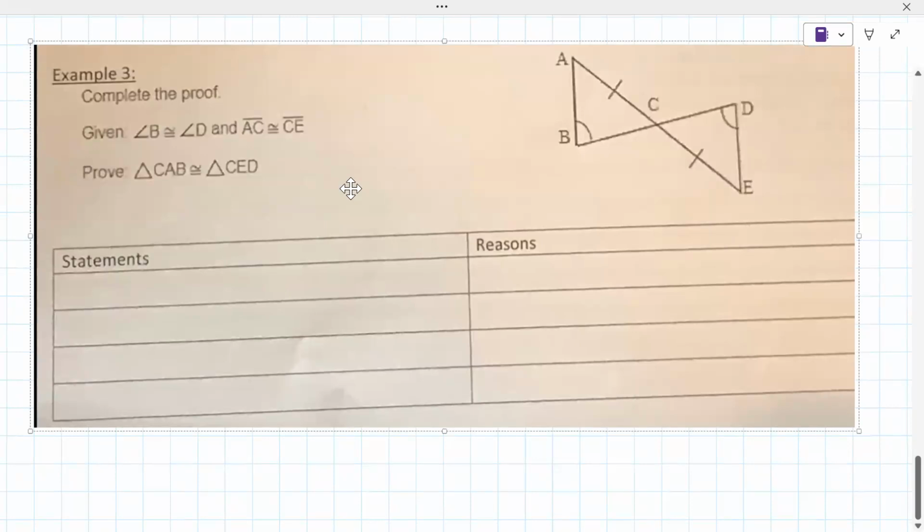You've got to be careful not to write too much. When they grade, they're looking for keywords. They're not reading the entire sentence. They're reading for the keywords like angle, segment, congruent, side, something like that.